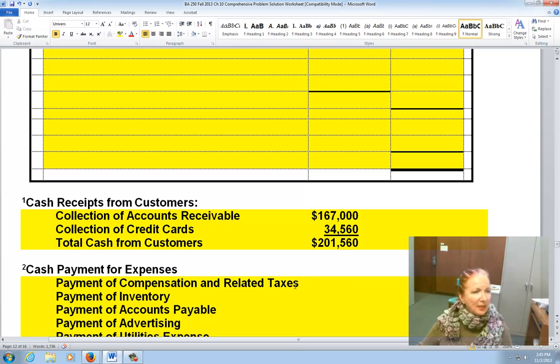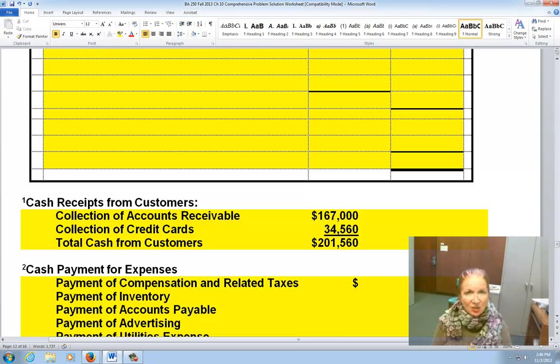So now we're looking here and it says payment of compensation and related taxes. This is the one we worked on last week. Remember, we first had to go find all the compensation, and that was cash out. Those were expenses, so that was cash out. Then for the related taxes, we wanted to know the taxes that had not been paid, because if they had not been paid, they weren't a cash flow. So it's compensation less the payables to get the amount of cash that actually was paid, because what I want in here is the amount of cash that actually was paid.